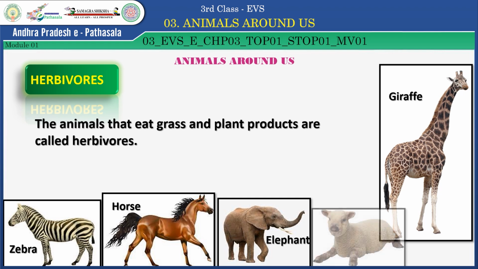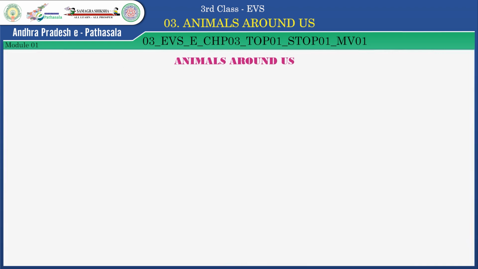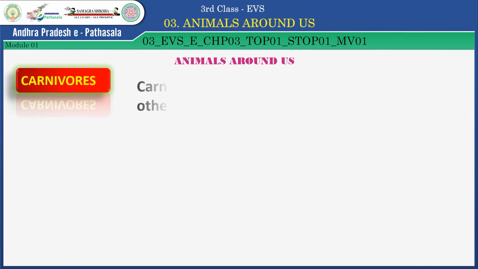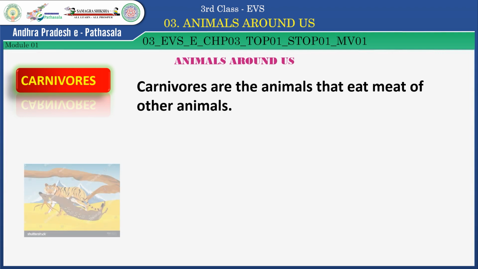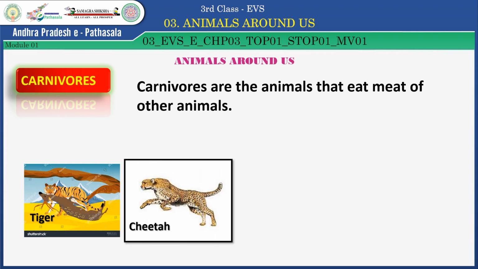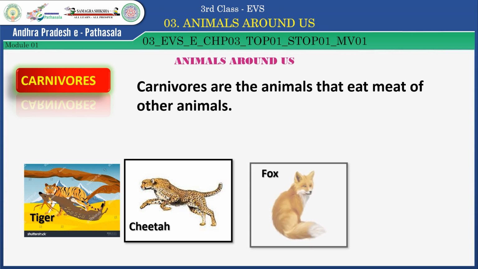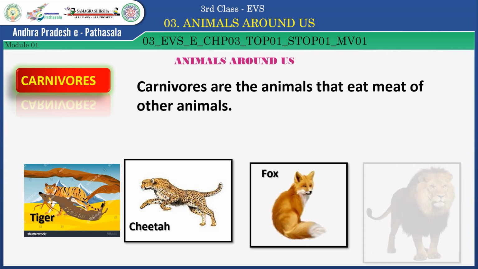What are carnivores? Carnivores are the animals that eat meat of other animals. For example, tiger. See, the tiger is eating the deer. In the same way, cheetah, fox, lion eat the meat of animals.